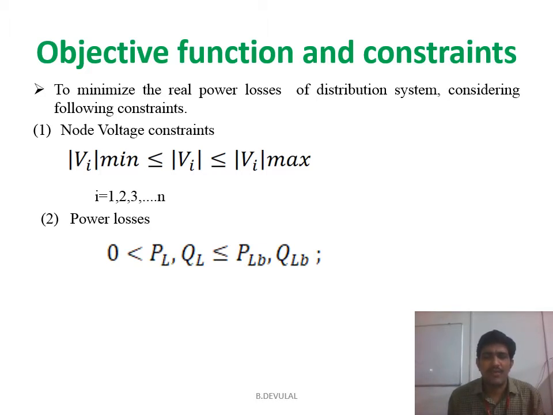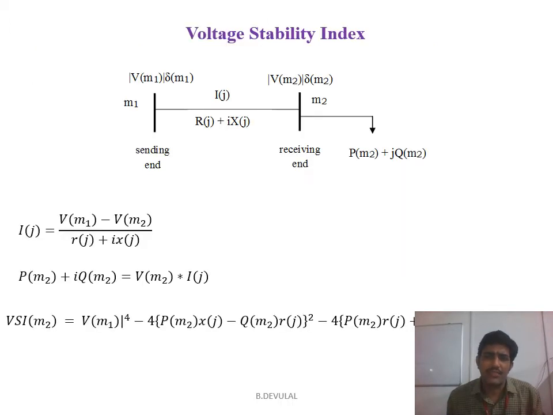In the base case, we find the power losses in the system. The I squared R loss will be there. These losses we have to minimize by using different techniques. In this case, I am using the voltage stability index. I compare the receiving end voltage and sending end voltage with the impedance value and the load power. I am using the injected current and apparent power, and then I find the voltage stability index under different conditions.